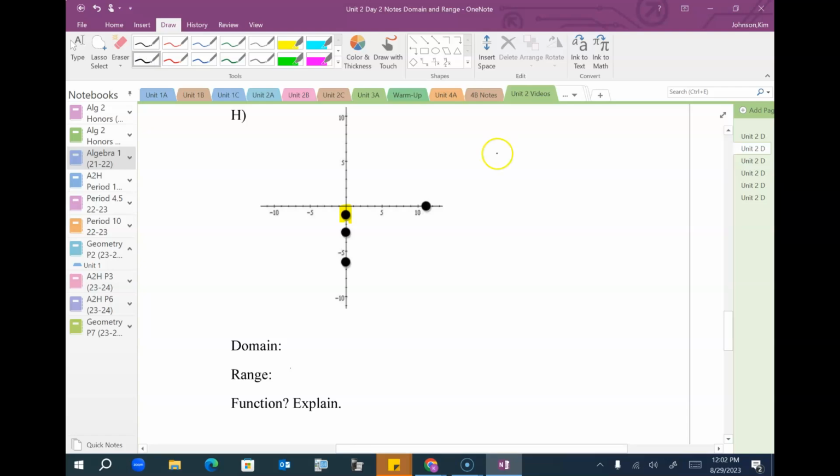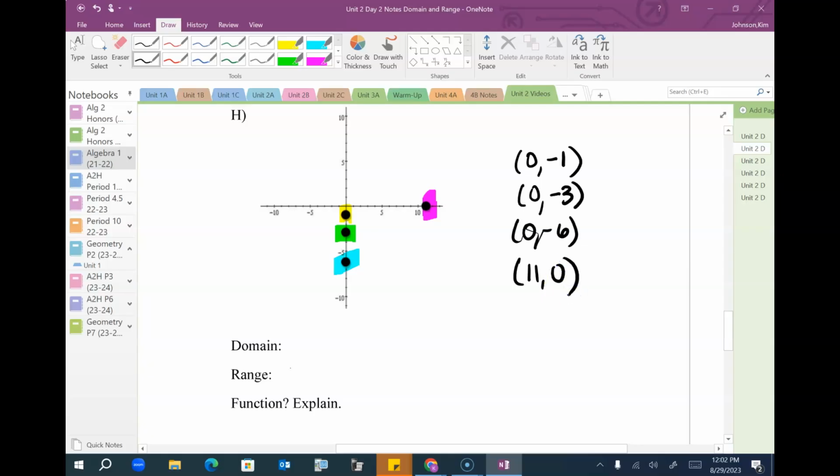The yellow point looks like that's 0, -2. The green point looks like it's 0, -1. The green point looks like it's 0, -3. The blue point looks like it's 0, -6. And then the pink point we can label as 11, 0. So now that I have these points, these are all the points that are on my graph.